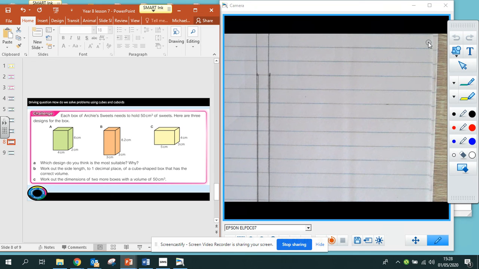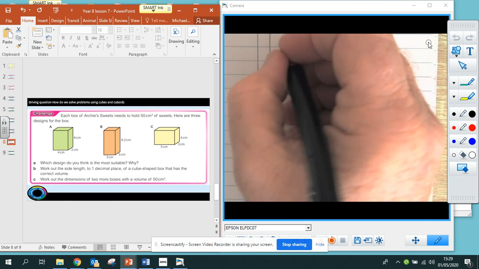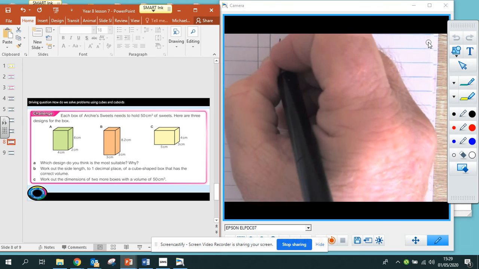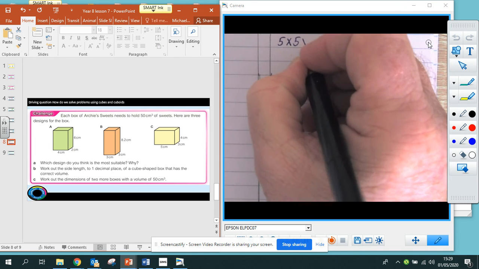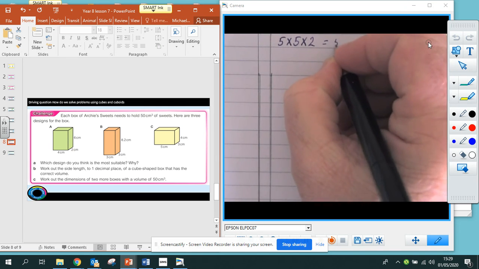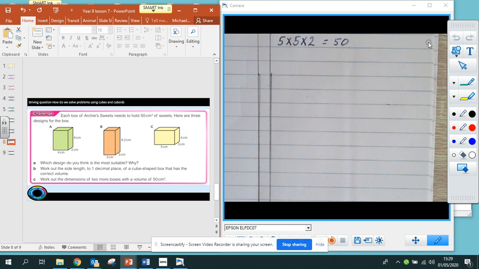Is there a way of making 5? Sort of, but I'm not going to do that yet. Is there a way of making 10? Yes, there is a way of making 10. I can do 5 times 2. So one way of making 50 would be 5 times 5 times 2. So those could be the dimensions of my box. I could do 5 centimeters times 5 centimeters times 2 centimeters.